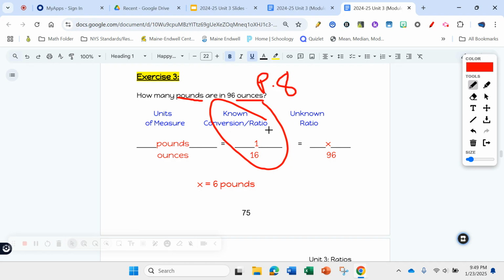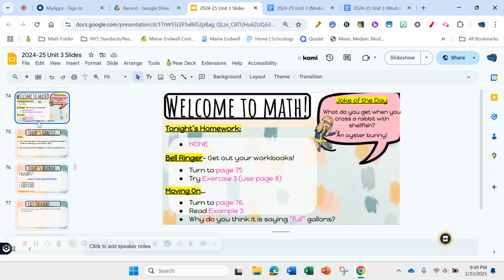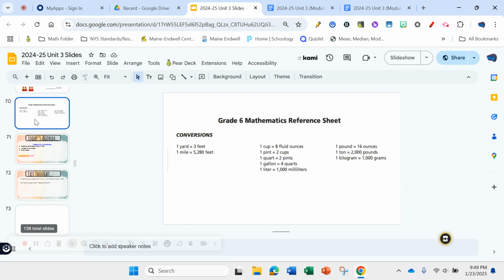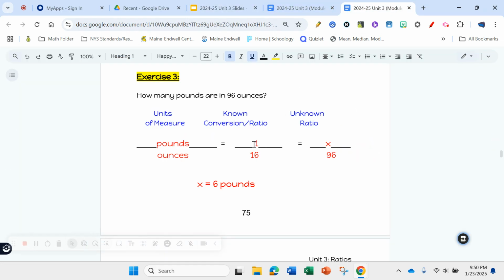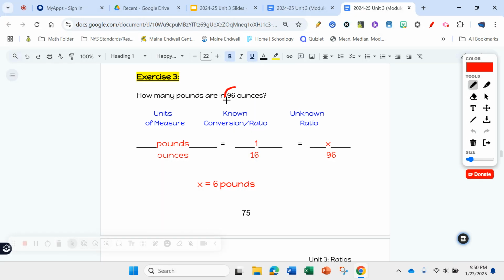So when I go to page 8 to get the pounds to ounces ratio, it's going to look something like this. So pounds to ounces is right here: 1 pound, 16 ounces. I go back, I write it here, and now I can fill in my 96 ounces where it needs to go. Ounces for me is on the bottom.